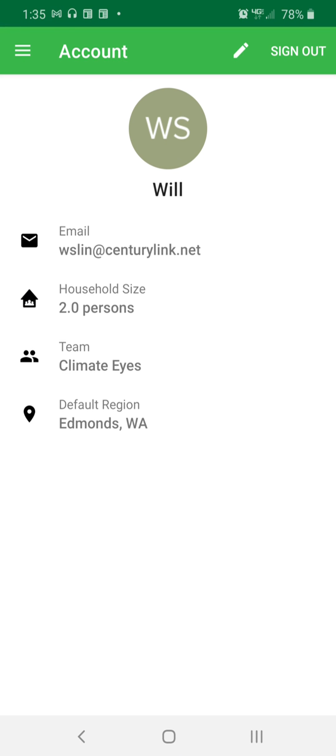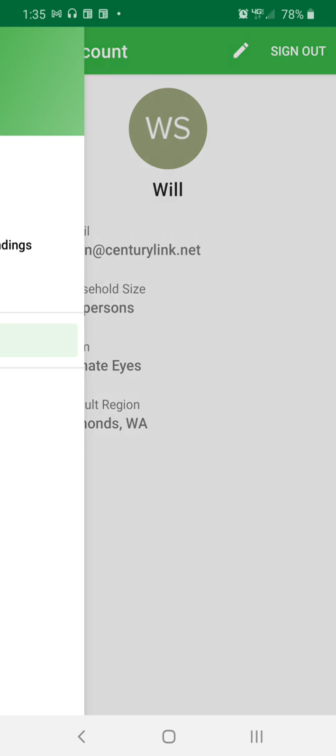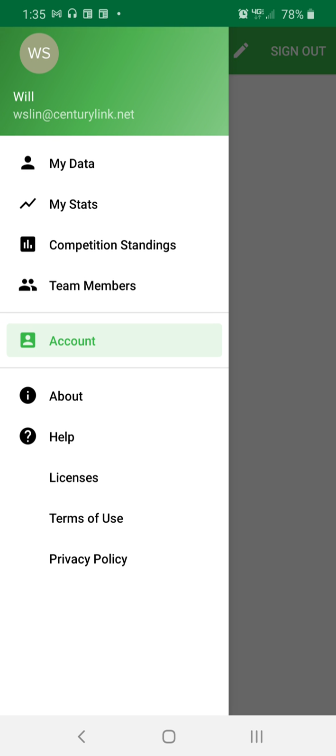And here I have logged in as somebody who was a past participant in the Edmonds Taming Bigfoot competition. So I've logged in as him, and household size 2-person. He was on the Climate Eyes team, and as I said, the region was Edmonds, so they could use the conversion factors customized for Edmonds. He didn't have any recent data because the Edmonds competition occurred over a year ago.